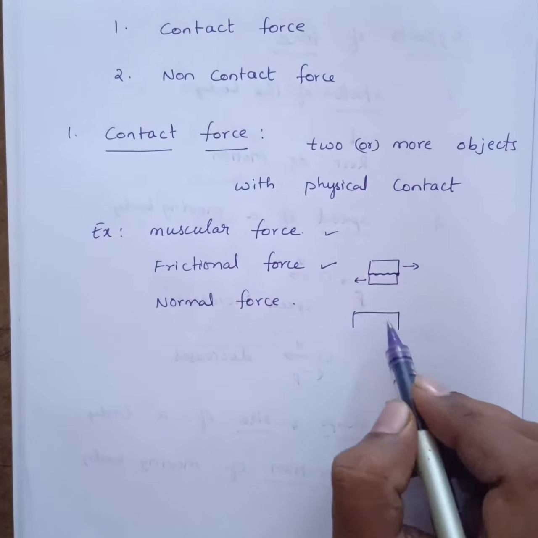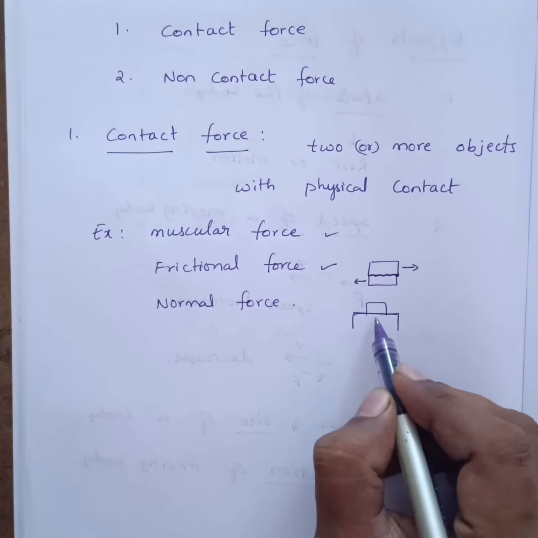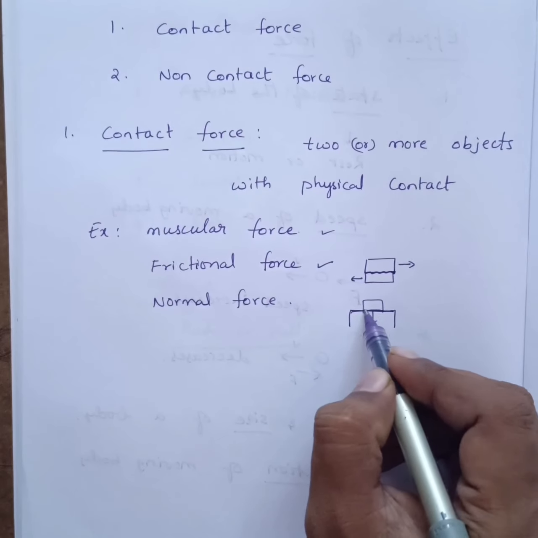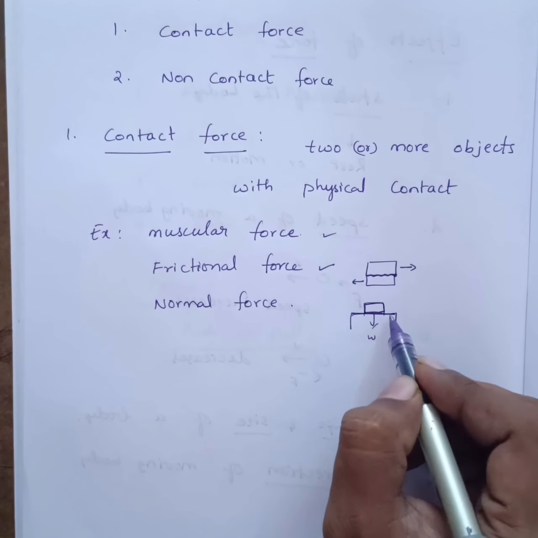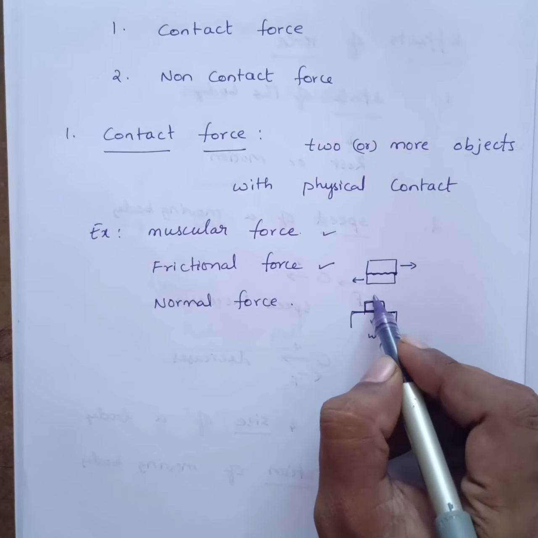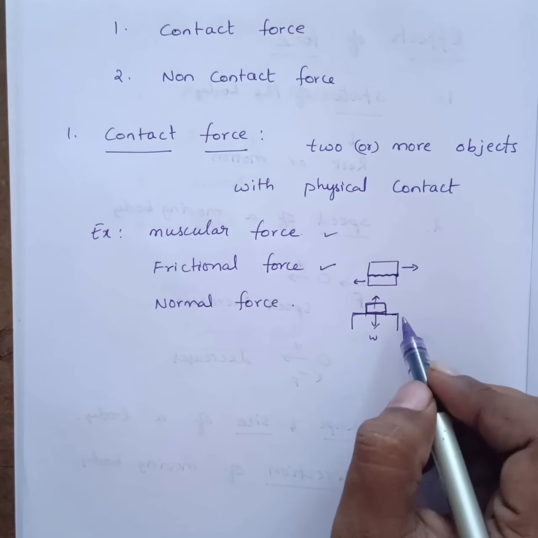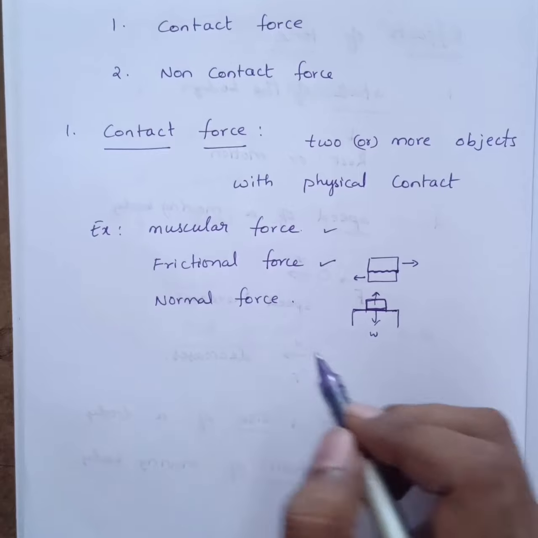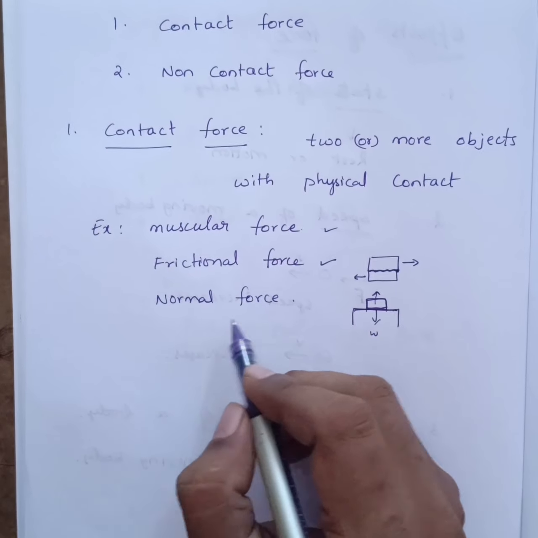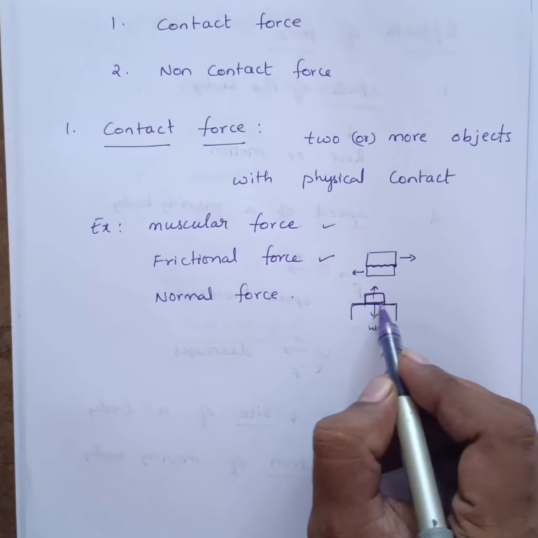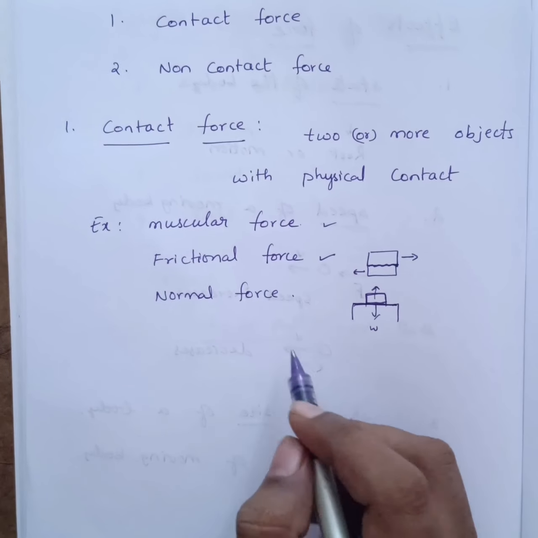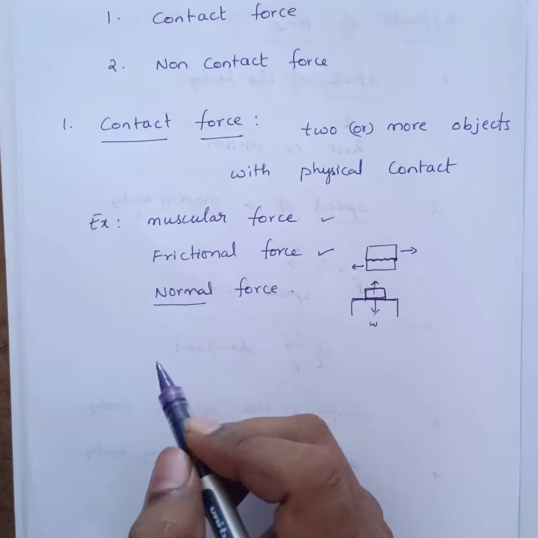Next one is normal force. When we place a book on the table, the weight of the book acts in the downward direction. To bear it, the table acts an upward force on the book. That is normal force. It is perpendicular to the surface of contact. That's why it is known as normal. Normal means perpendicular.